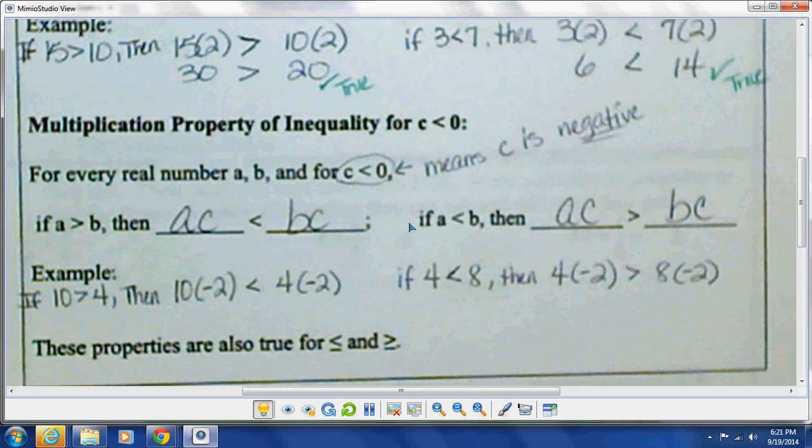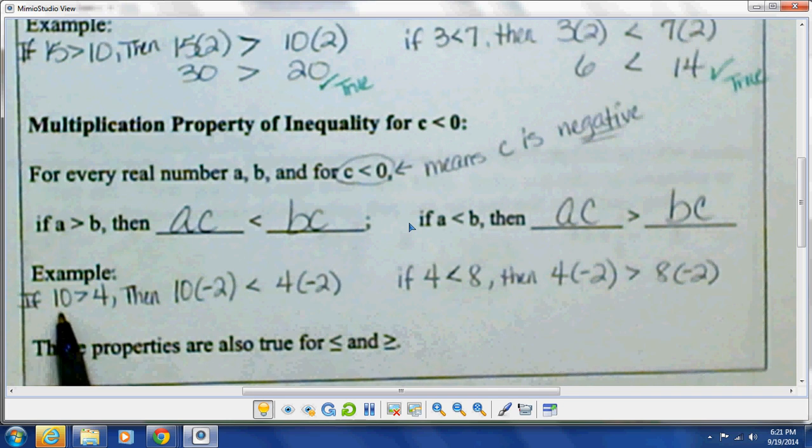Now you may be thinking, well, that's the same thing we just did. But pay close attention. You should notice that something did change from c is greater than 0 to c is less than 0. So let's go through an example so that we can see exactly what changed. What has happened here?